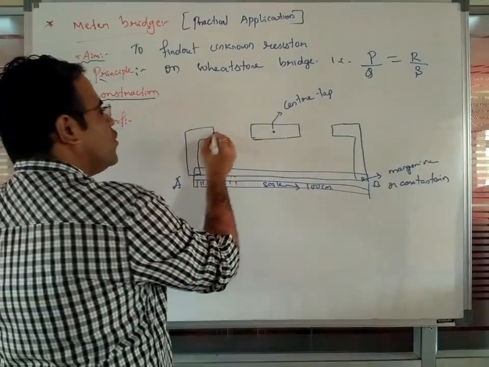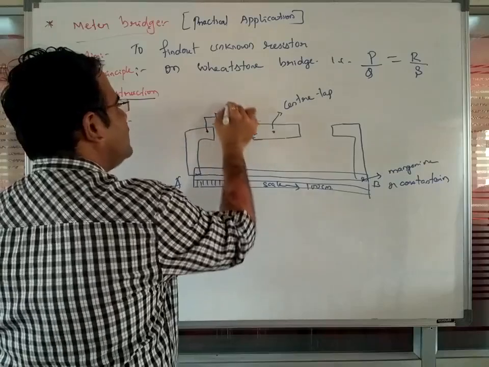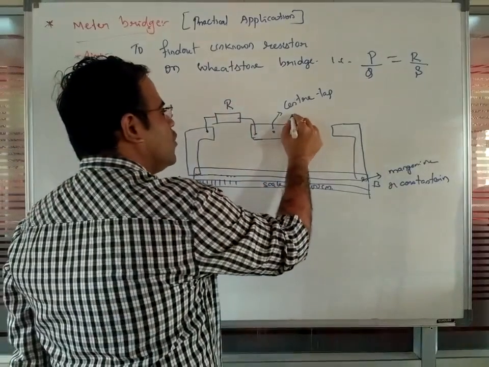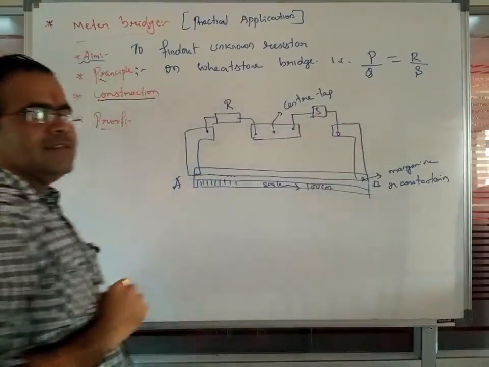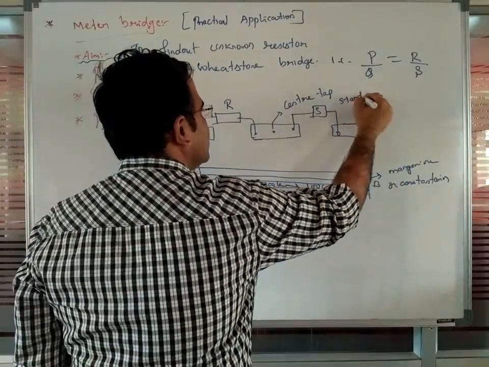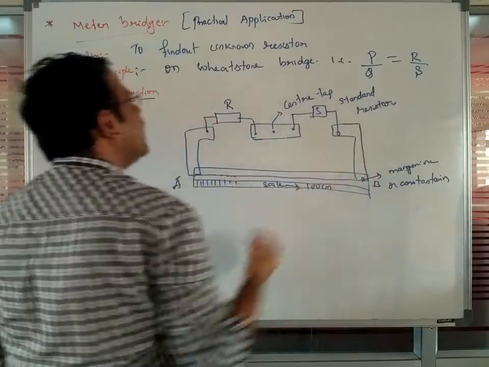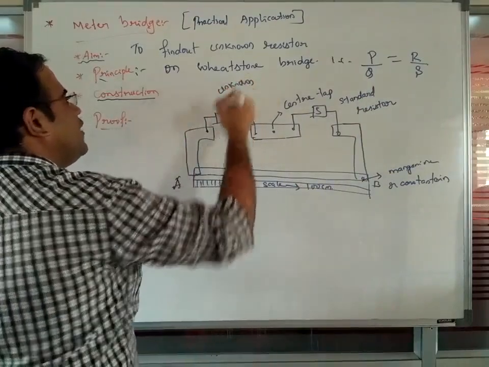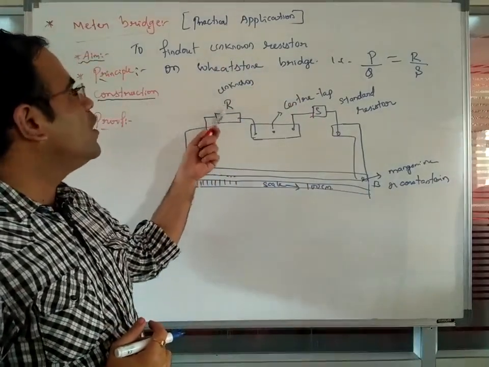Now why is it called like this? The reason is, here we will consider this as R, and here what you are observing will be taken as S. This S is called the standard resistor. R is also a resistor, but it is the unknown resistor. Because we are going to identify the unknown resistor, you are going to identify the R value.